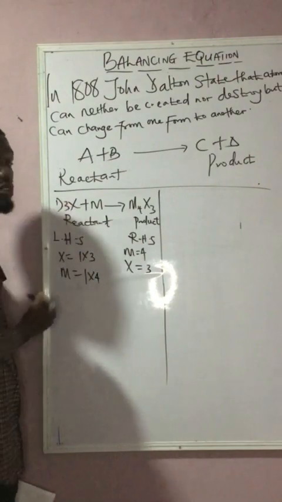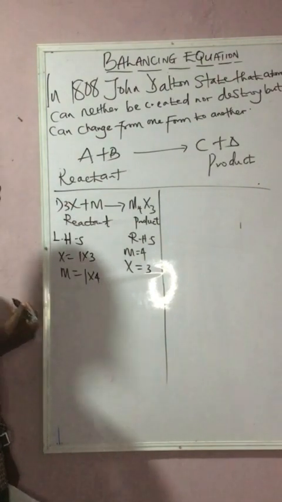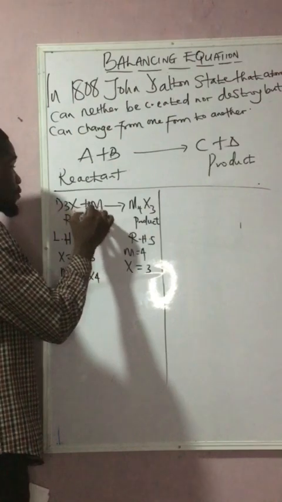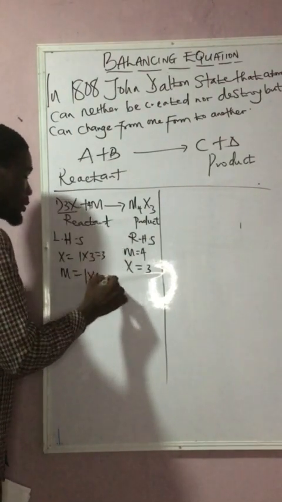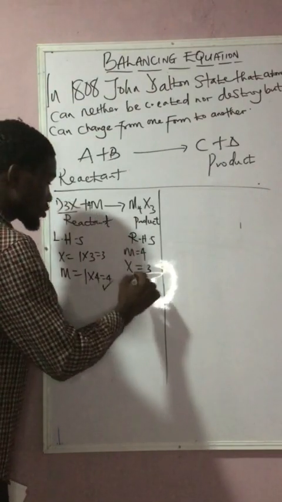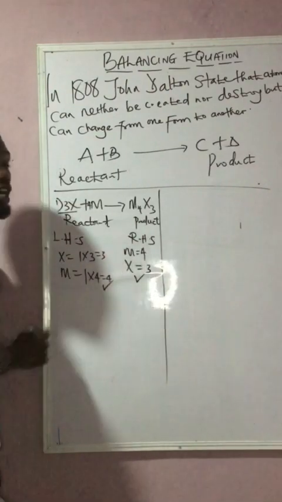You have the 3 here, which will serve as the mole. And here we have the 4. So by looking at this now, my x here is 3. My m here is 4. So the reactant side and product side are balanced.